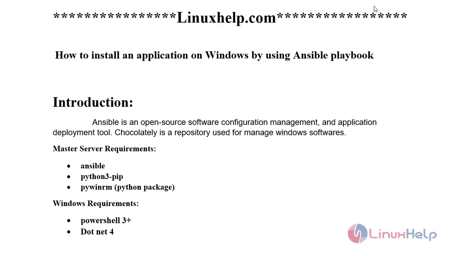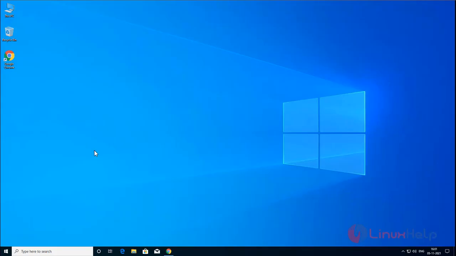Ansible is an open source software configuration management and application deployment tool. Chocolatey is a repository used for managing Windows software. The master server requirements are Ansible, Python 3, pip, and pywinrm. Windows requirements are PowerShell 3 and above, and .NET 4. To install and manage packages using Ansible, first we need to install the Chocolatey repository on Windows.